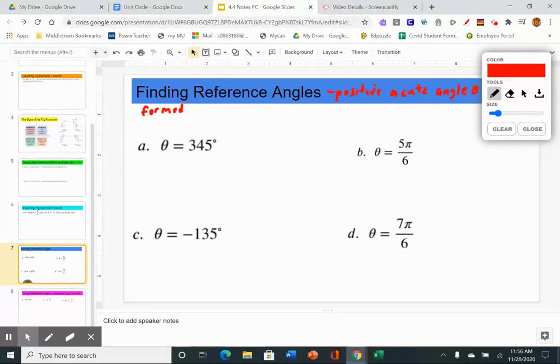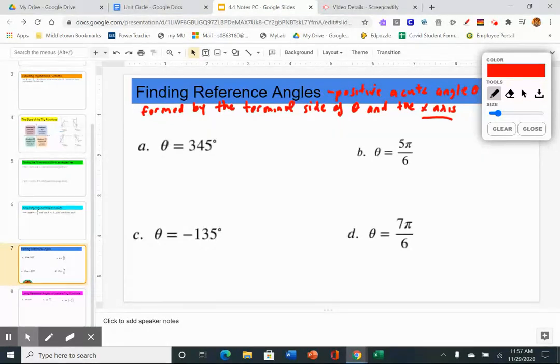formed by the terminal side of theta and the x-axis. The x-axis. So I'm going to show you what this means. It's basically a positive acute angle formed by the terminal side and the x-axis.